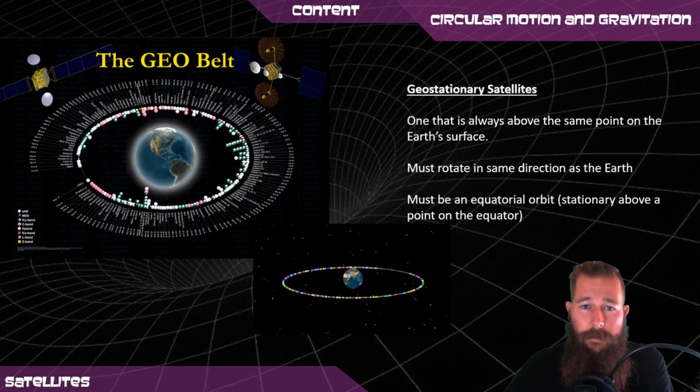So there are different types of orbits that the satellites can take, and one is a geostationary orbit. And what that means is that geo and stationary, the satellite is above the same point on the Earth at all times, so it can monitor that particular location. This means that it must rotate in the same direction as the Earth, and it must be an equatorial orbit, so it's lining up with the center of mass of the Earth.